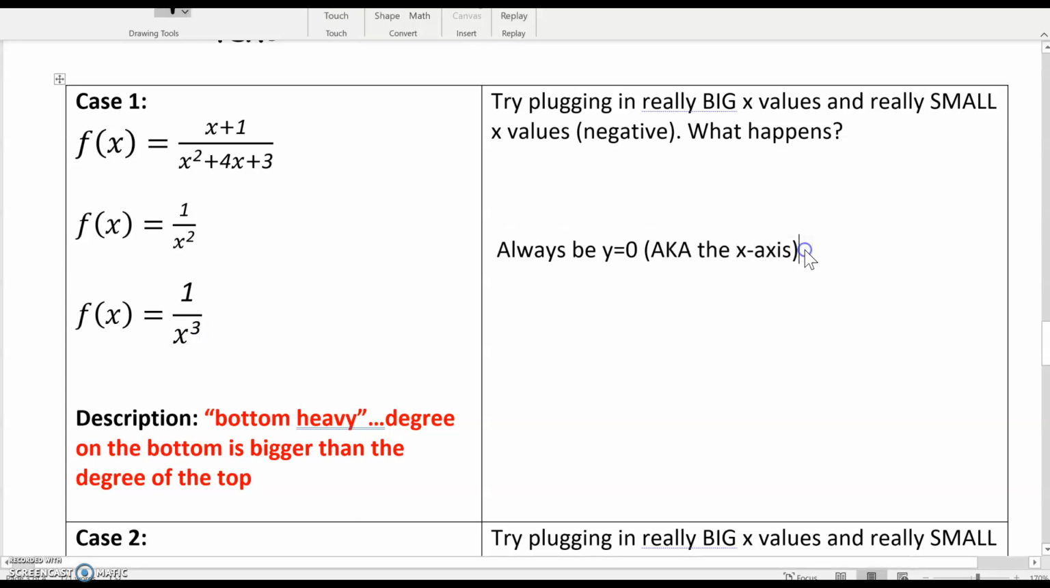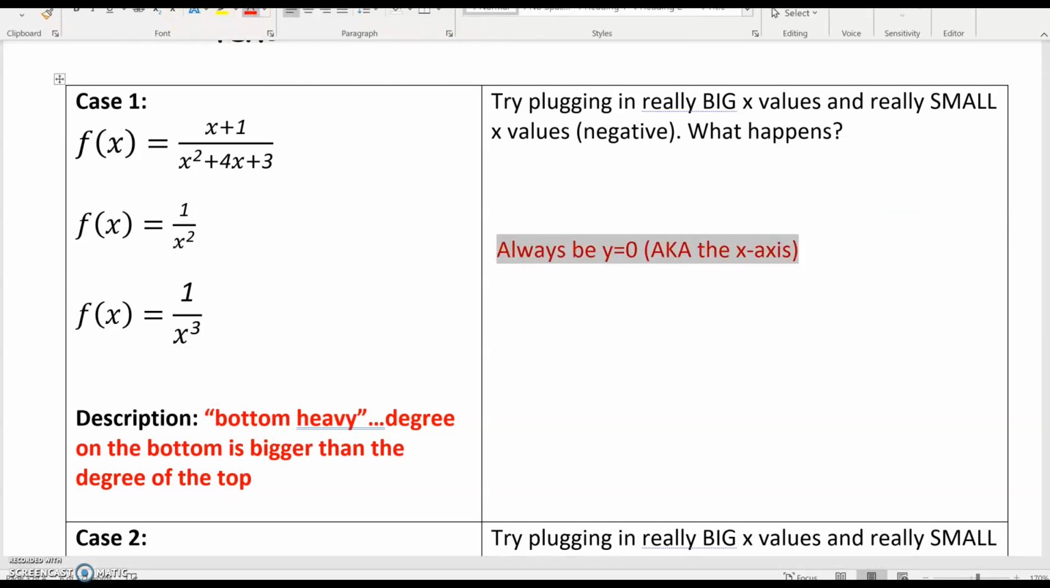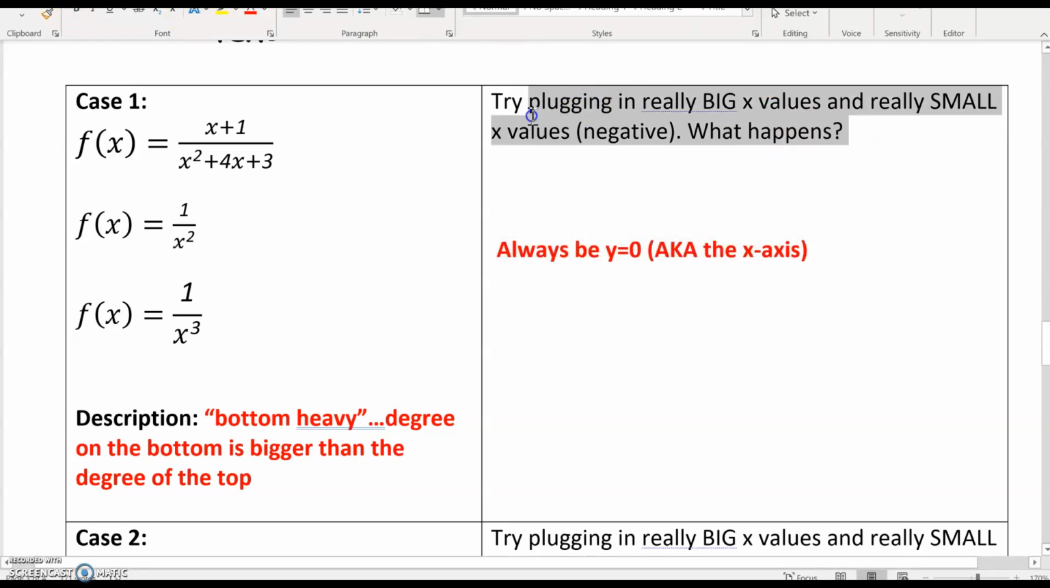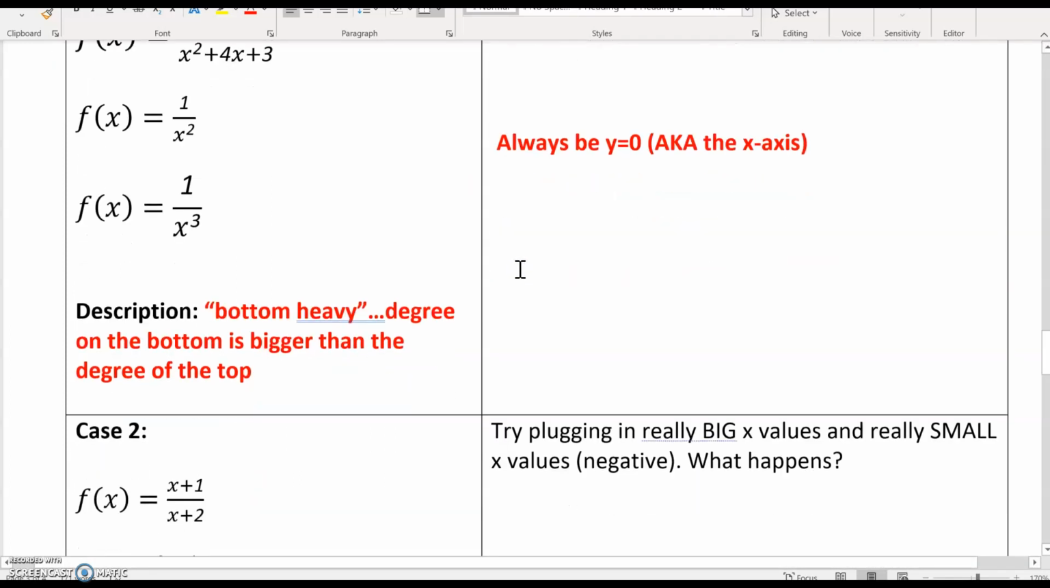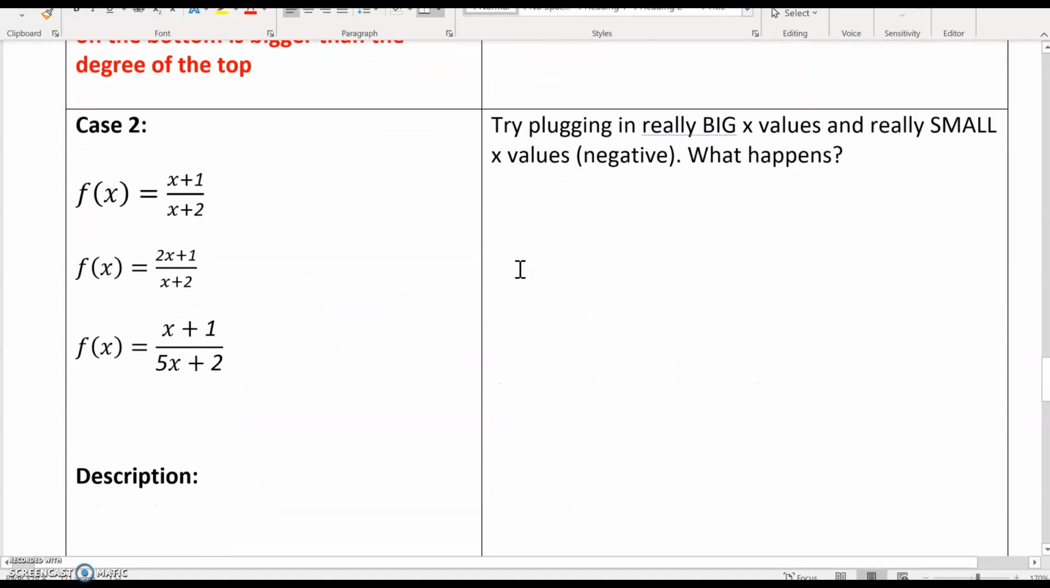And I promise we're going to talk more about why that happens in class. But for now, just make sure you have these rules written down. If you want a little hint, this question will help us get at why that happens, but we'll get there later. Okay, case 2. Compared to case 1, the degree on the numerator and the denominator is the same in all of these different rational functions.